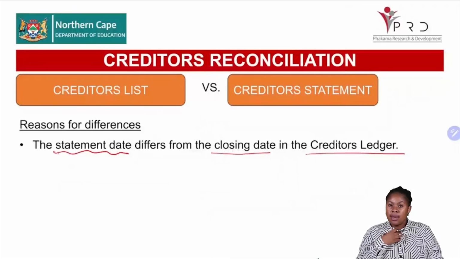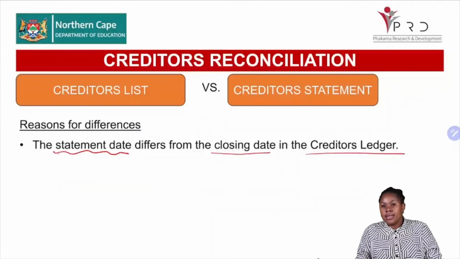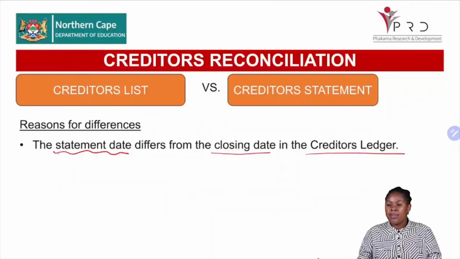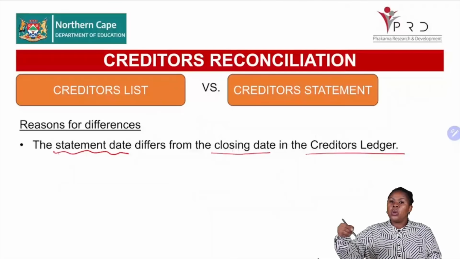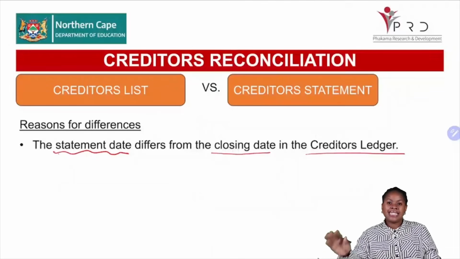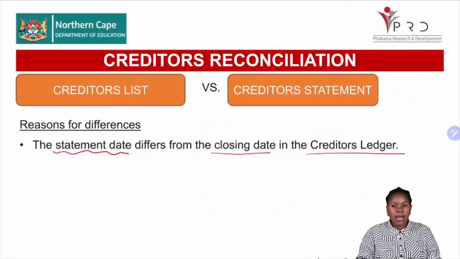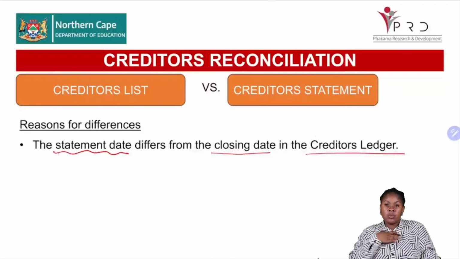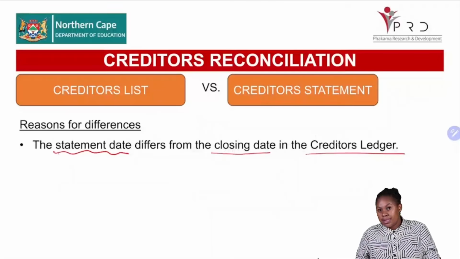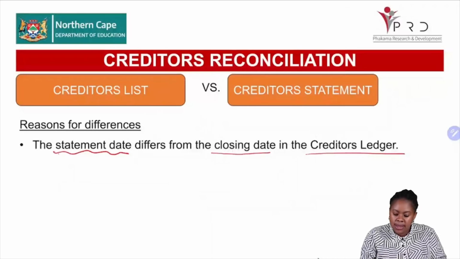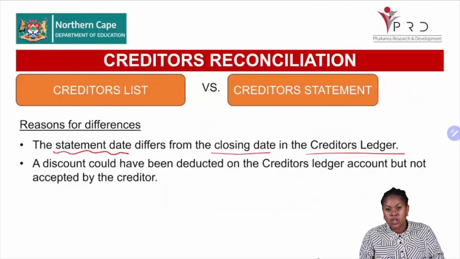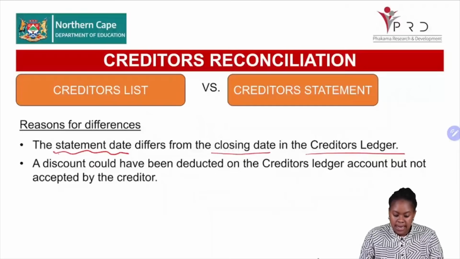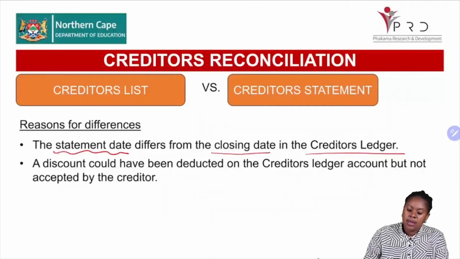We record transactions until the 30th of the month. So if transactions happen after the 26th of the month, then definitely they will not be on our creditor statement, because they happen after they issued us the statement. But they will appear in our books because we've been recording until the 30th.